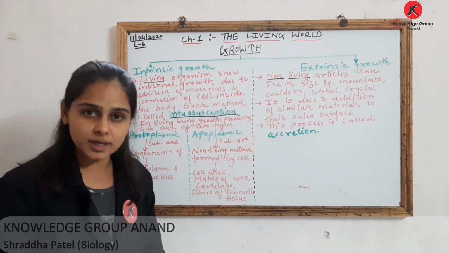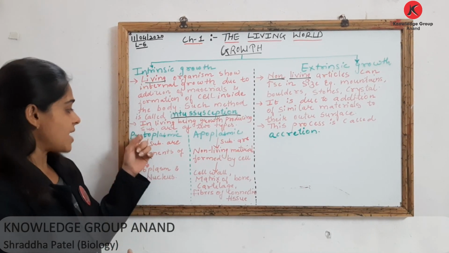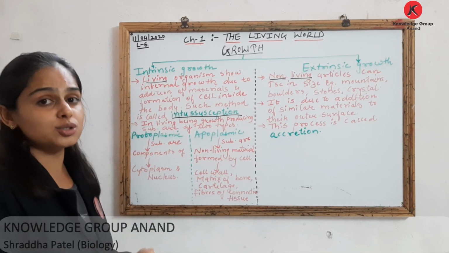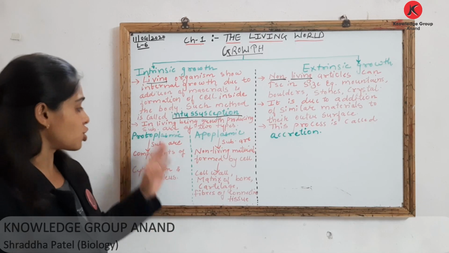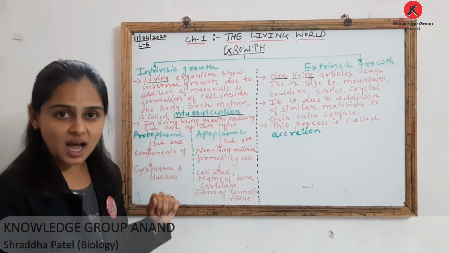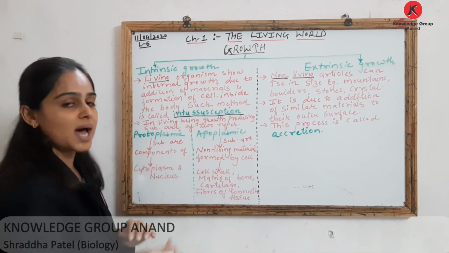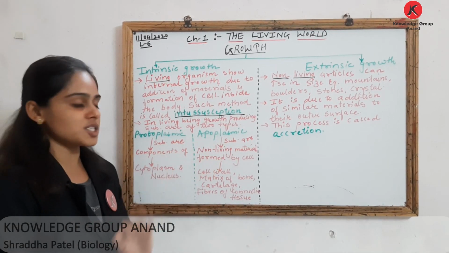Okay, so here let's see what is protoplasmic substance. As the name suggests, protoplasm. So here we are going to talk about your cytoplasm and nucleus. So protoplasmic substances क्या है? They are component of living matters of cytoplasm and nucleus. Okay, what is apoplasmic substance?